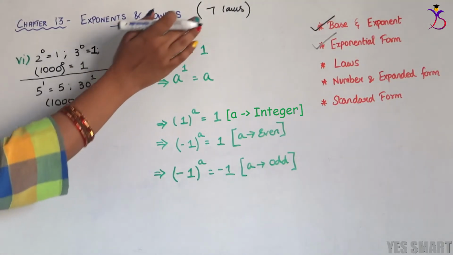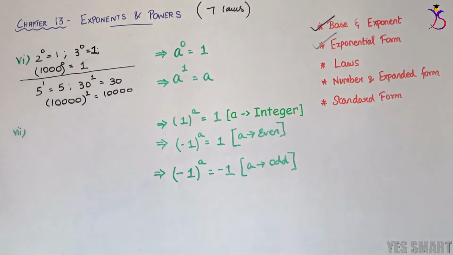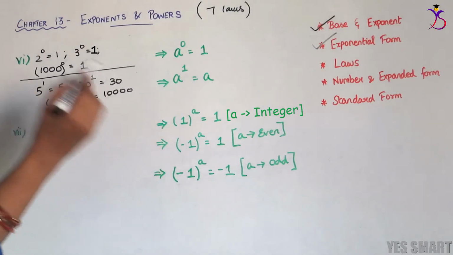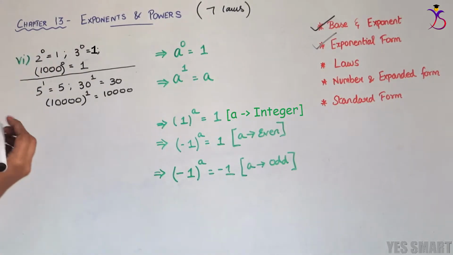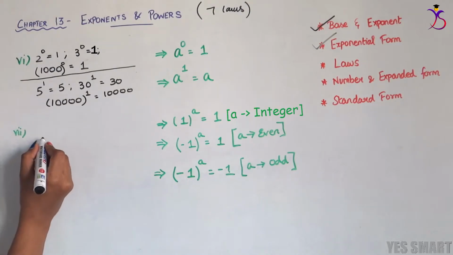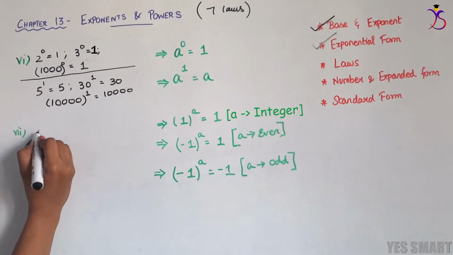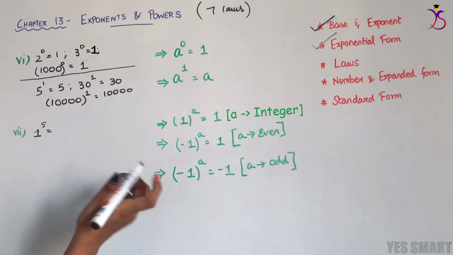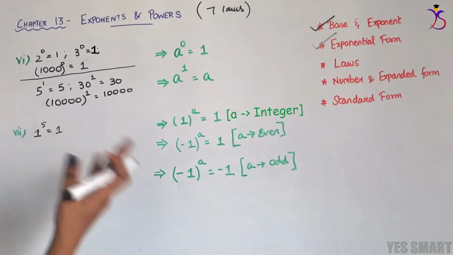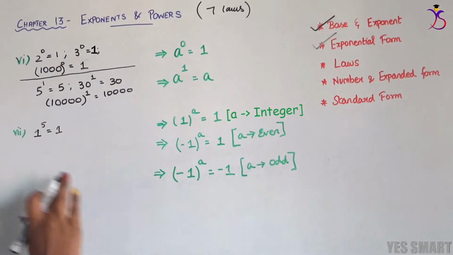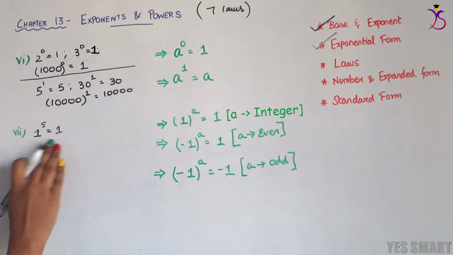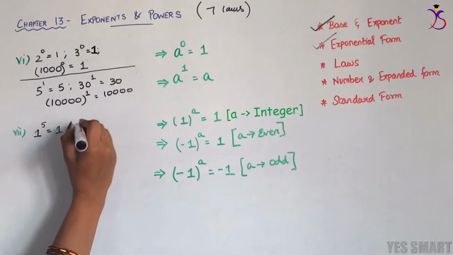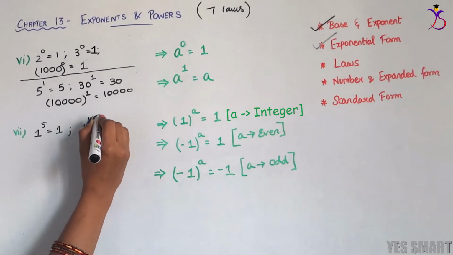Now the last law, which is a combination of plus 1 and minus 1 everywhere. So now 1 power a is 1. Any number raised to a power, if the base is 1, the answer is 1. For example, 1 power 5. The actual meaning of this is 1 into 1 into 1 into 1 into 1, which is 1. So let the power be any number. If the base is 1, the answer is 1. For example, 1 power 10,000 is 1.